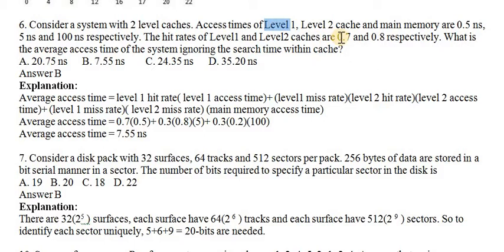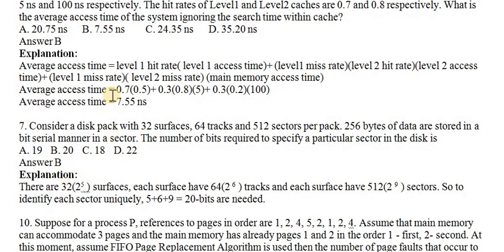So the miss ratio for L1 is 100 minus 70, which is 30, and the miss ratio for L2 is 100 minus 80, which is 20. Now, what is the average access time of the system, ignoring the search time within the cache?